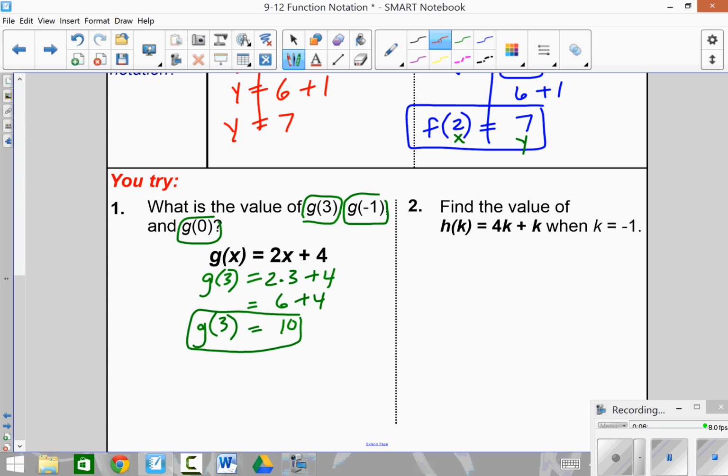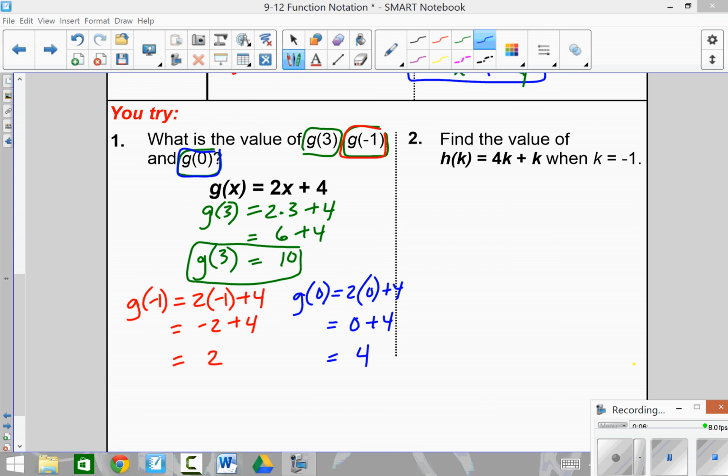Why don't you go ahead and pause this and give g of negative 1 a try, and give g of 0 a try and see what you get for those 2 answers. Okay, let's take a look at what you got.